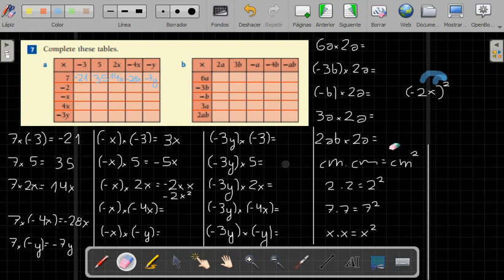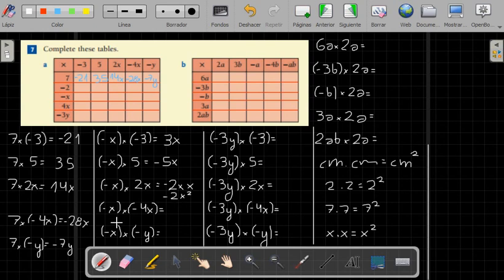So be very careful with that. A lot of people get confused and say that they have to raise the number to the square. Mucha gente se confunde y cree que hay que elevar también el número al cuadrado. No. A menos que haya un paréntesis allí que indique que todo esté elevado al cuadrado. Pero aquí solo la letra está elevada al cuadrado.